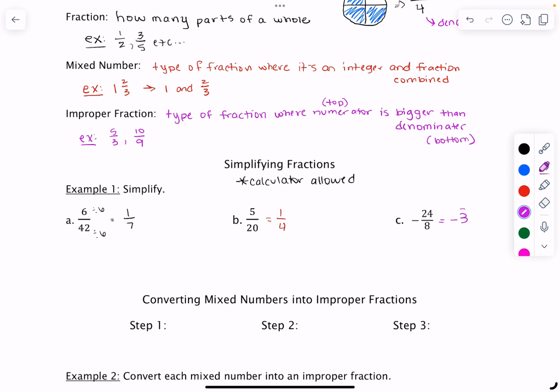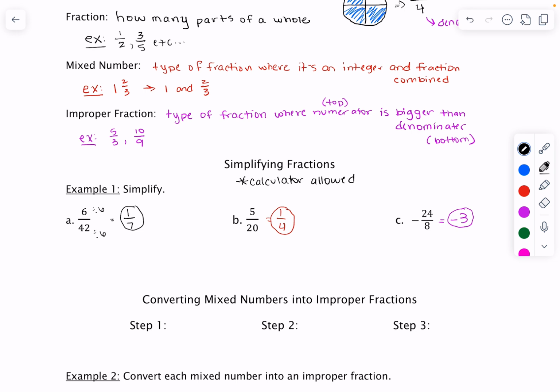Okay. I'm going to circle these for you guys so you really can see what these simplify to. It's always a good idea on your practice as well to circle your answers or put a box around them in some way so I can see for sure what your answers are. Okay. So that's simplifying fractions. You are allowed fractions. You are allowed to use your calculator.